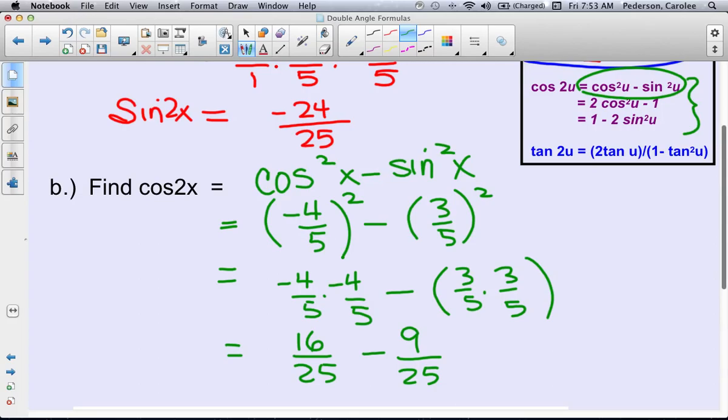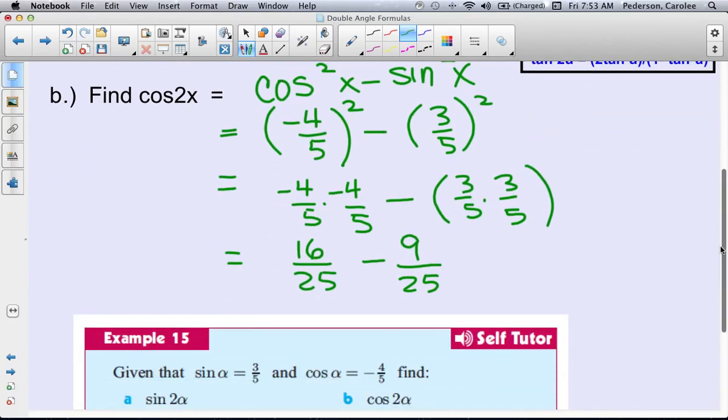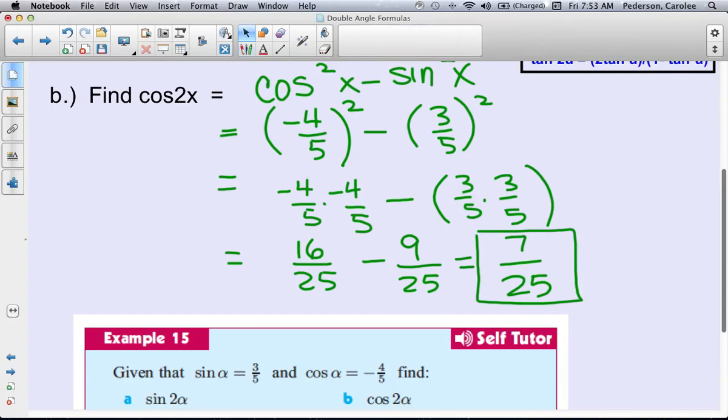Now we can combine those 2 fractions together. Our denominators are the same, they're both 25. So 16 minus 9 is 7 over 25. So the cosine of 2x is 7/25.